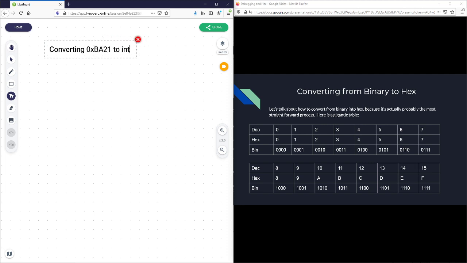So converting from, let's say, convert BA21 into binary. All you really have to do is use the chart. And so you start at this end.